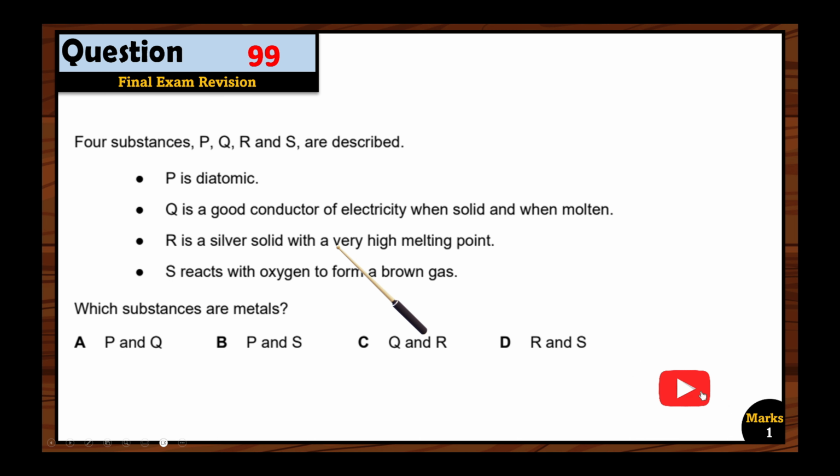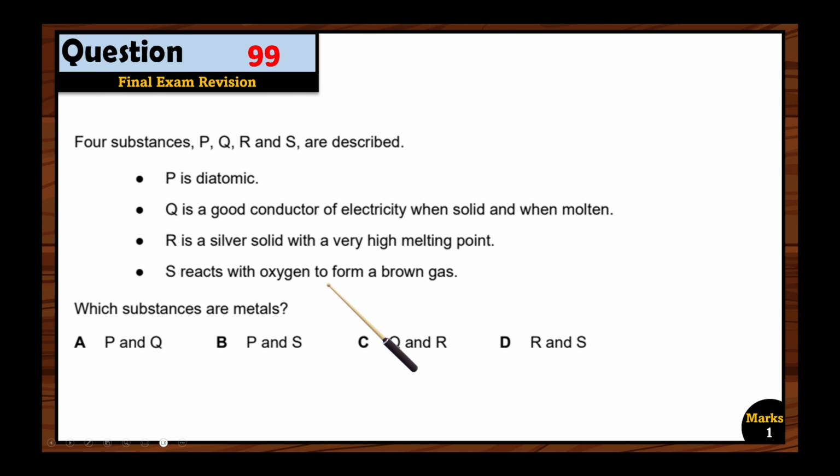R is a silver solid with a very high melting point. Of course, ionic compounds have very high melting points. Covalent compounds, only giant structures, have a very high melting point. And then we have metals, they also have a very high melting point. So R can also be a metal. Why can it be a metal? Because they are saying silver, the silver Ag. So R can also be a metal.